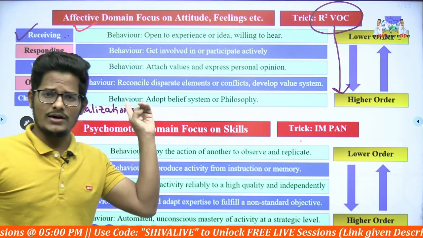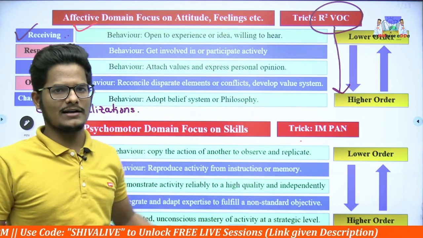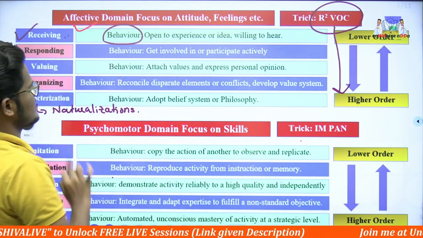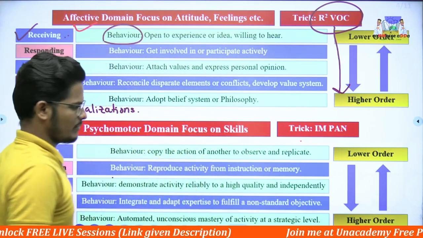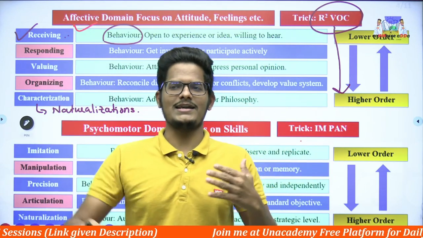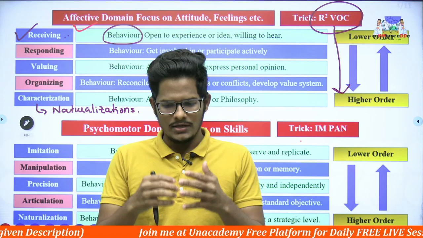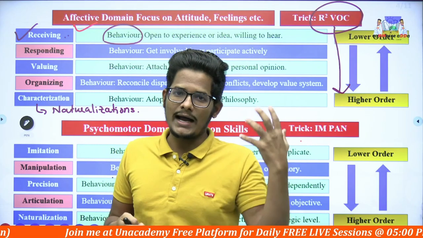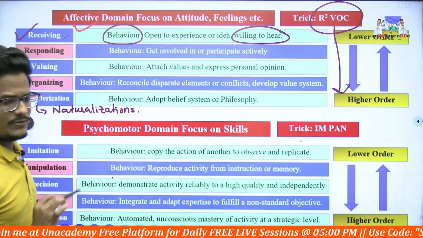Now let us try to understand what receiving means. Whenever we focus on attitude, feelings and emotions, the first behavior is receiving: being open to experience or an idea, or willing to hear. Receiving means I am open to listen to anybody. I can understand others. I can listen to others. That's how my behavior is going to be initially. In the lower order, I will receive each and every person's emotions and feelings. I am willing to hear. That's the first one.